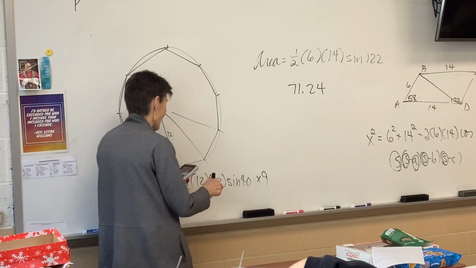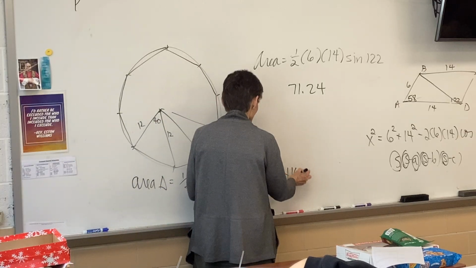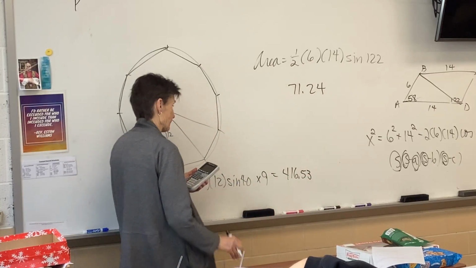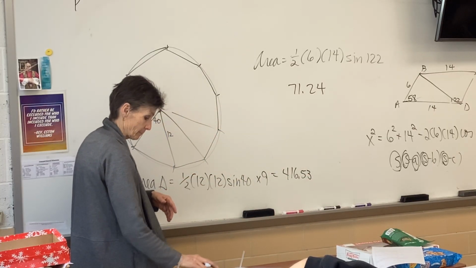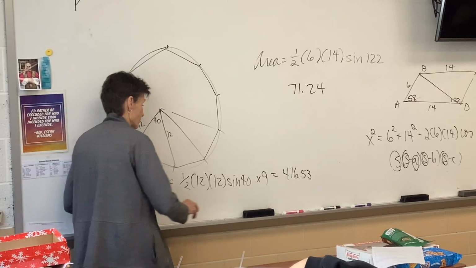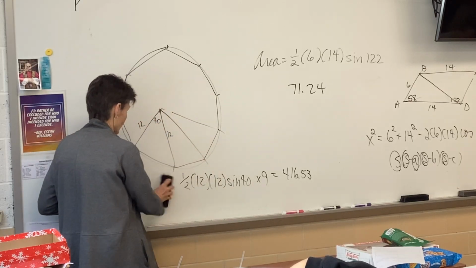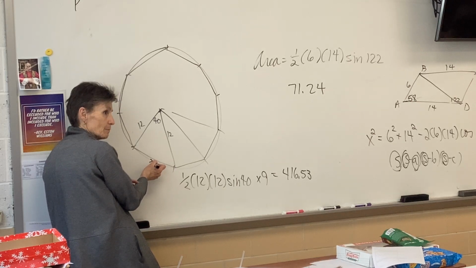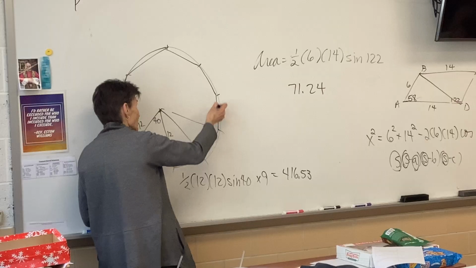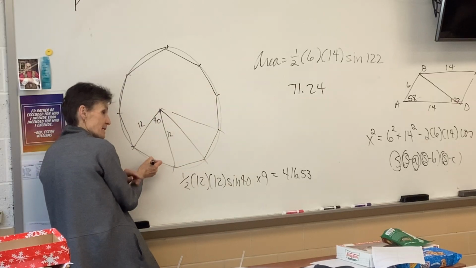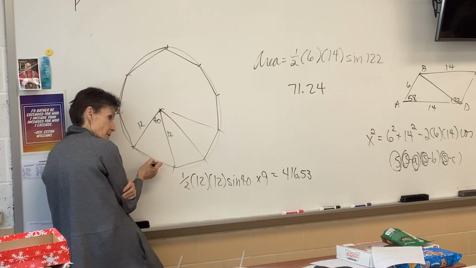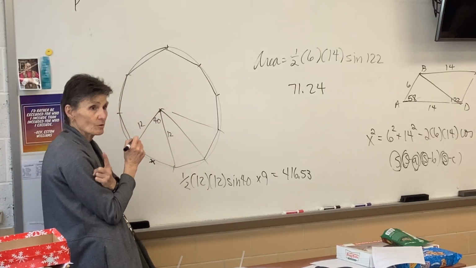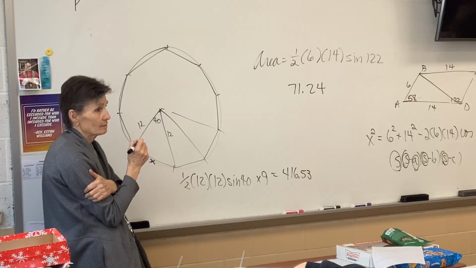I got 416.53 for the whole shebang. Now, what about perimeter? Perimeter means I need this side right here, don't I? I'm still gonna times it by 9, but I need to find a side. To find a side, we use the law of sines or the law of cosines.